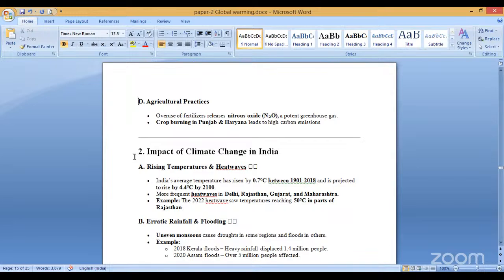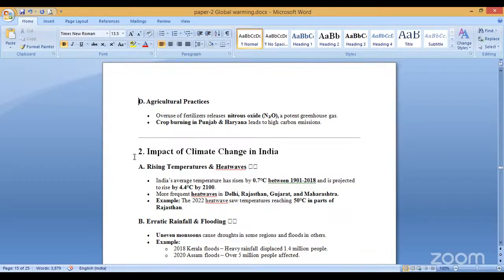There are more frequent heat waves in Delhi, Rajasthan, Gujarat, and Maharashtra. The areas nearby the Sahara Desert and similar places are going to face high temperatures. For example, in 2022 a heat wave saw temperatures reaching 50 degrees centigrade in parts of Rajasthan. Wow, that's a very bad thing.